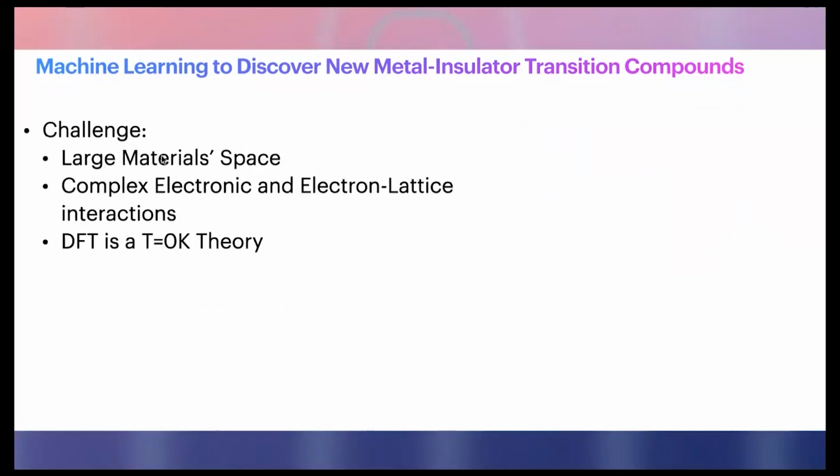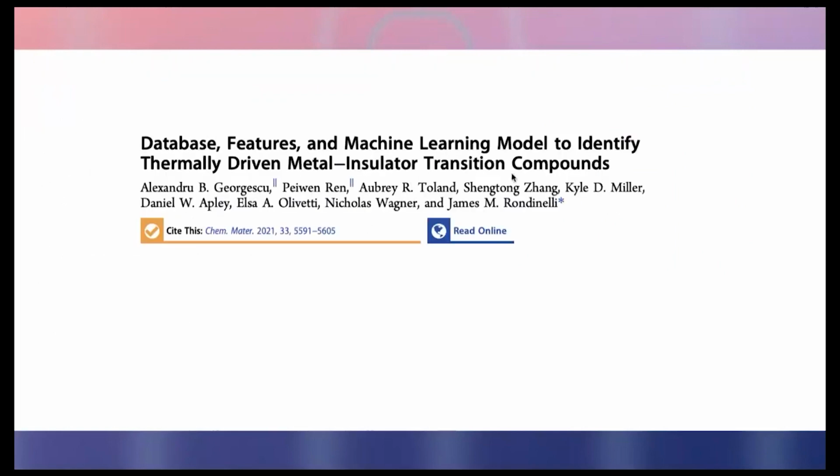How do we even decide to look at a material and say it's an MIT or not? Like I was showing you, it is quite complicated to even simulate a single material. And DFT is a zero Kelvin theory, so how do you simulate temperature? Of course, there are ways in DMFT, but high-throughput DMFT calculations may be tricky.